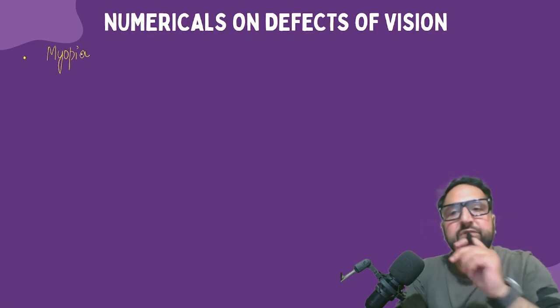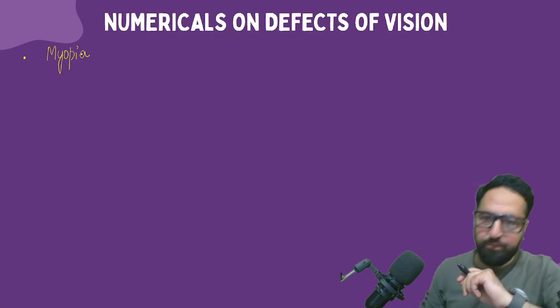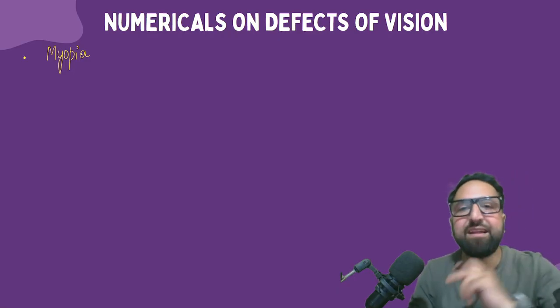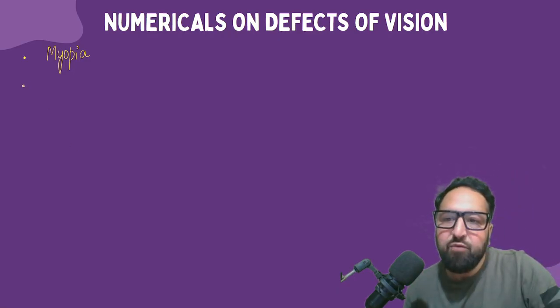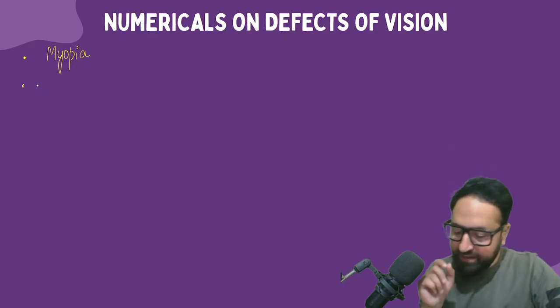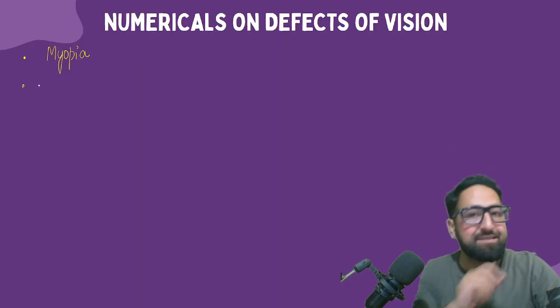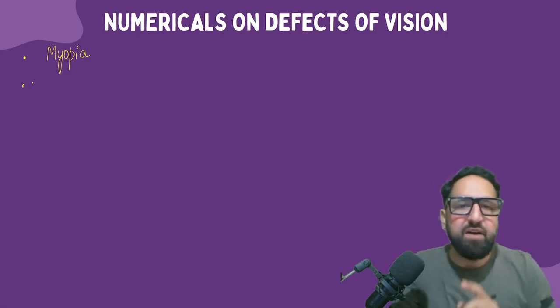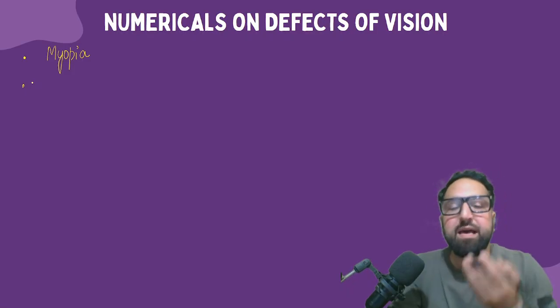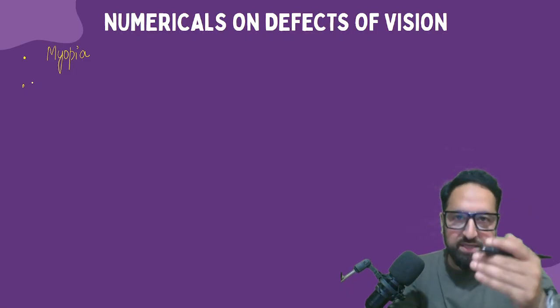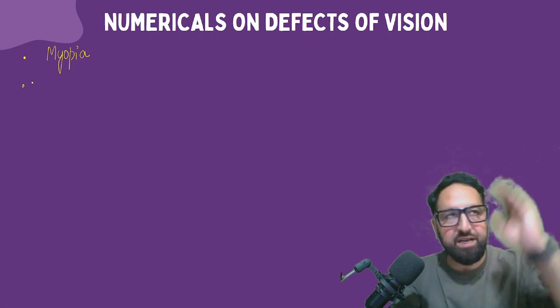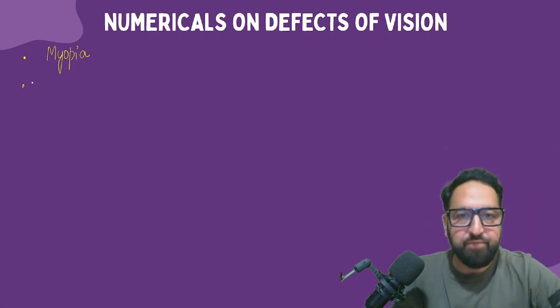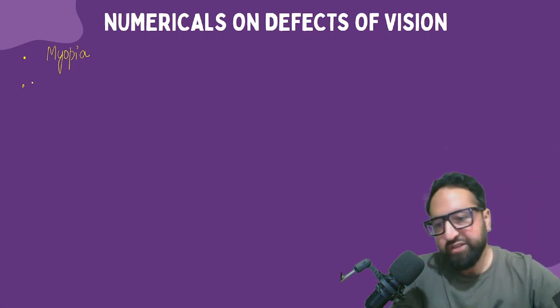Let's suppose the defect this person is having is myopia. Then the second thing: what changes in myopia? Is it the far point that changes, or the near point? Exactly, it's the far point, because in myopia a person can see nearby objects clearly, but can't see the objects which are very far. So it's the far point that changes.